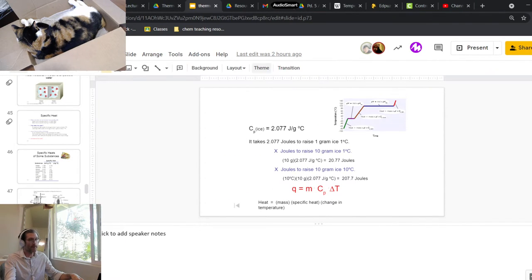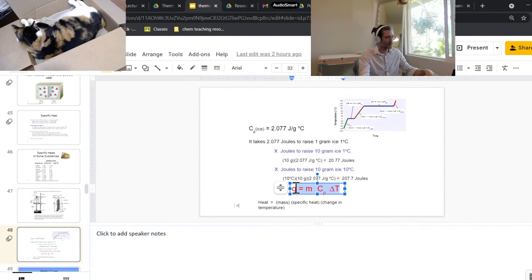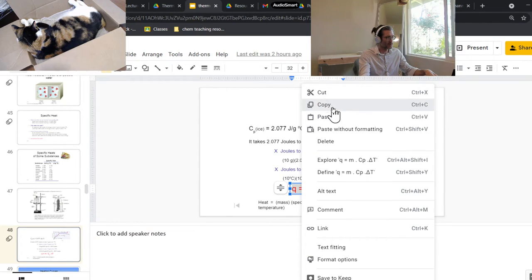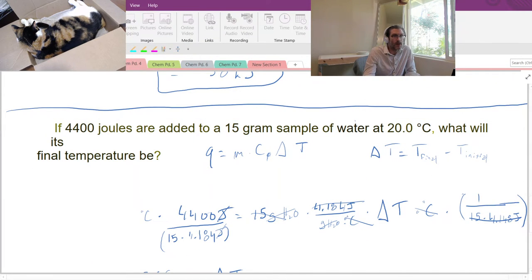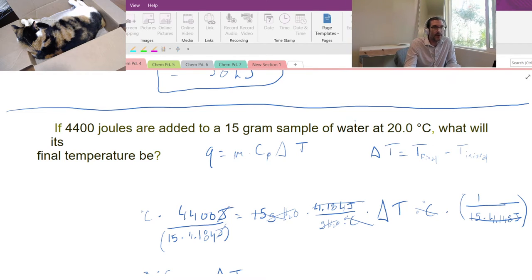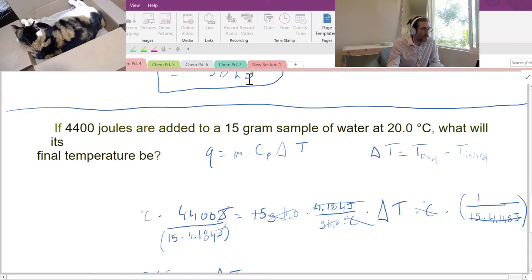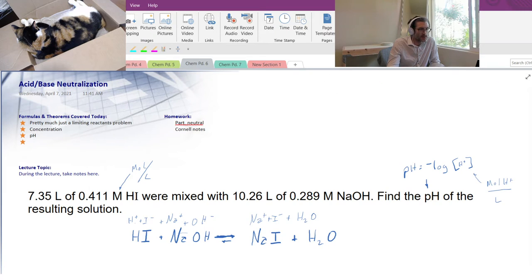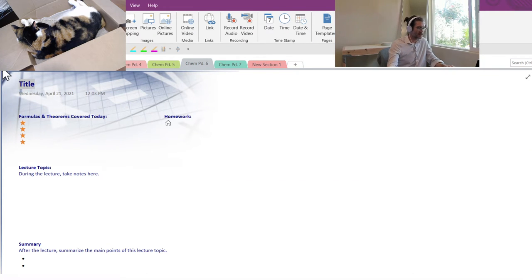All right. I'm going to copy and paste that, and we'll move on to some notes. And there we are. We are period six. Whew, it's a long time ago. Page template, math science notes. This is quantities of heat.